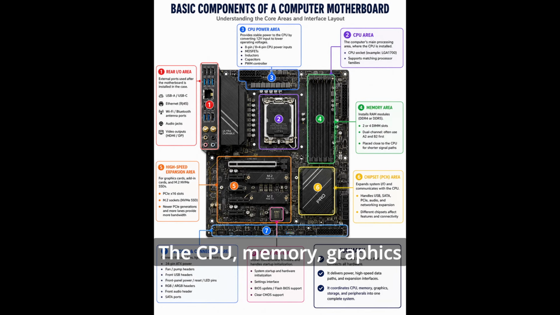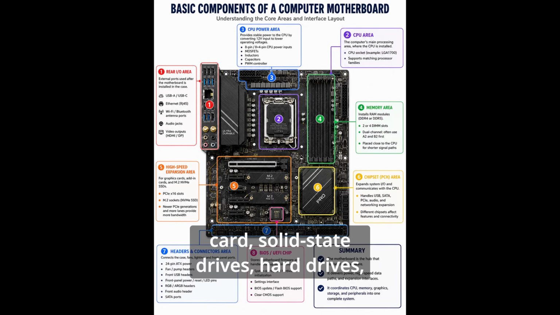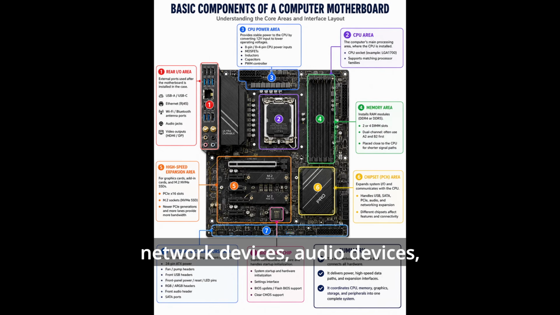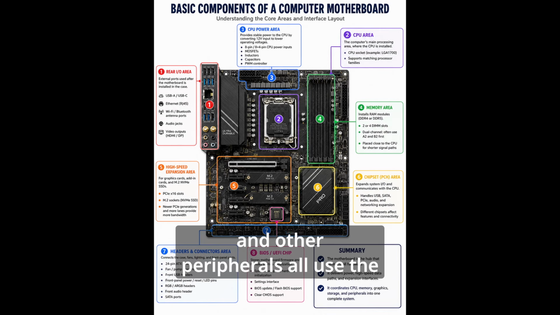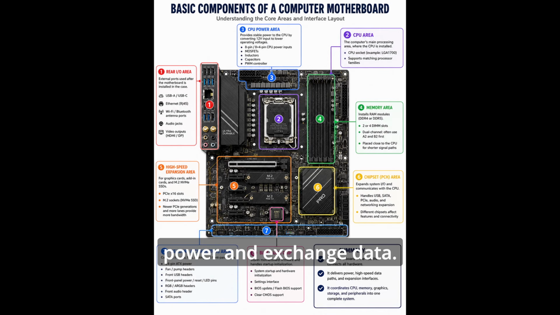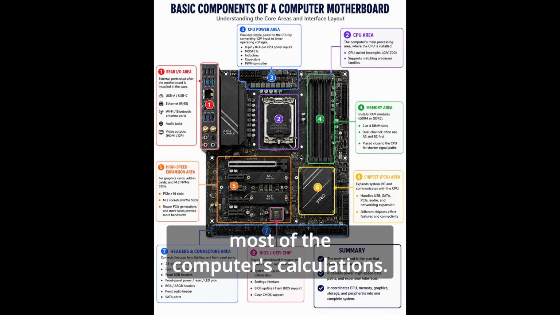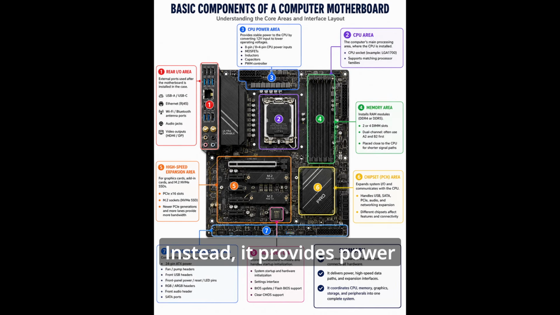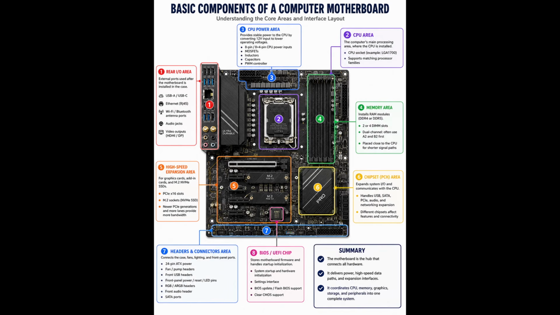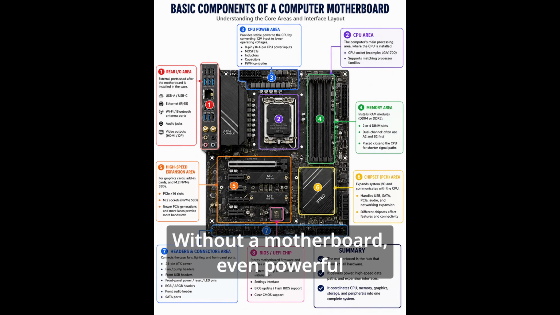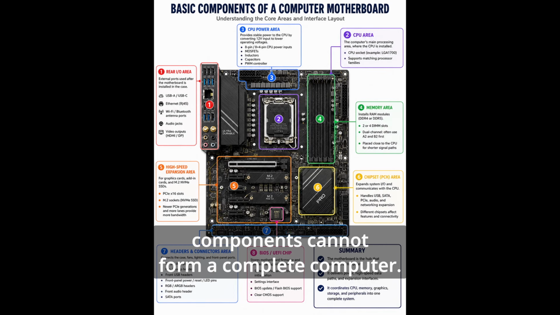The CPU, memory, graphics card, solid-state drives, hard drives, network devices, audio devices, and other peripherals all use the motherboard to receive power and exchange data. The motherboard does not usually perform most of the computer's calculations. Instead, it provides power delivery, communication pathways, expansion interfaces, and startup rules. Without a motherboard, even powerful components cannot form a complete computer.